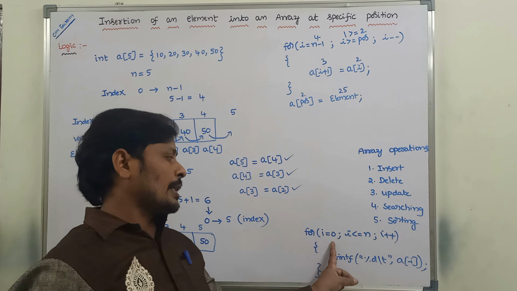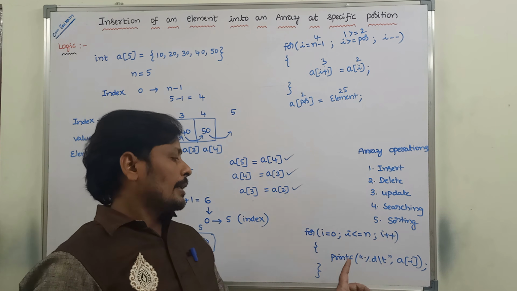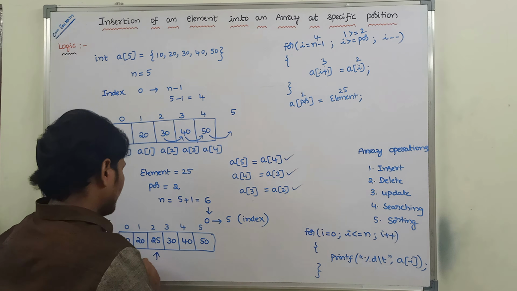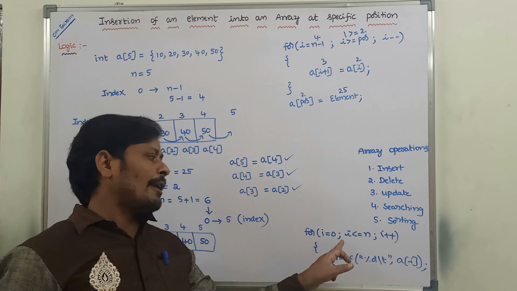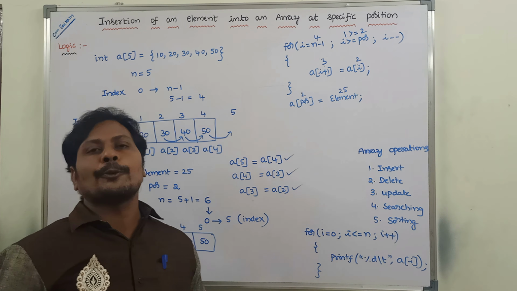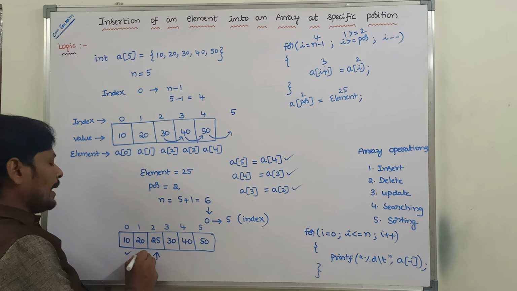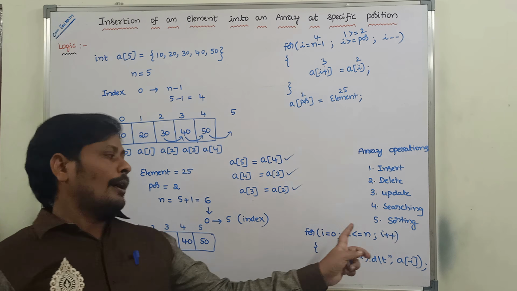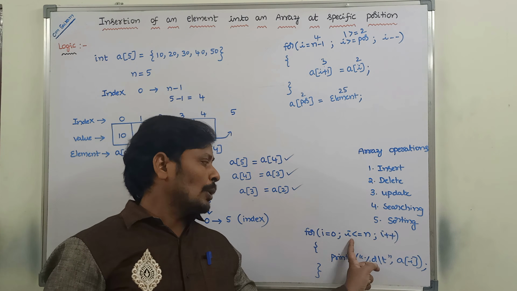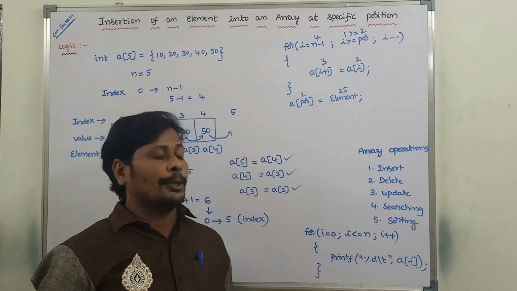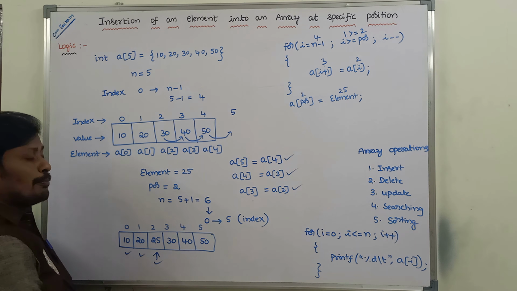I is equal to 0, 0 less than or equal to 5. Condition true. A of 0 value is printed. That is 10 is printed. Now I value is incremented. Now I value 1, 1 less than or equal to 5. Condition true. The control goes to the body of the for loop and prints a of 1 value. Next, after that I value is incremented. Now I value is 2, 2 less than or equal to 5. Condition true. Then the control goes to the body of the for loop. A of 2 value is printed.